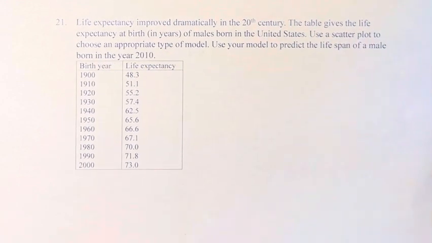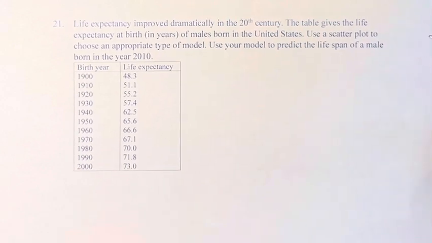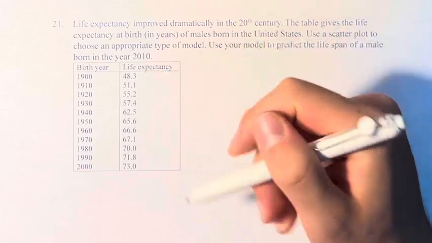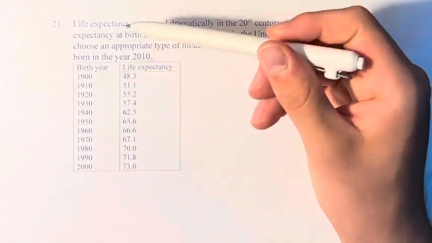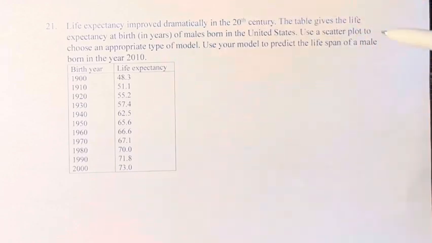So the first thing we're going to do is determine what our x and y variables are going to be for plotting the scatter plot. The y variable is just going to be the life expectancy. The x variable is going to be the birth year, but it's going to be in terms of years since 1900.